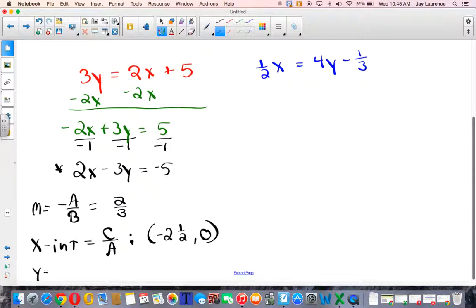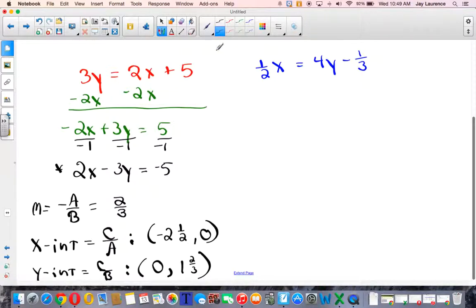And then the y-intercept is found by doing c over b. Or, of course, you could plug zeros in for x or y respectively. Okay, and I think I'm going to get 1 2/3, right? Because the two negatives will cancel.